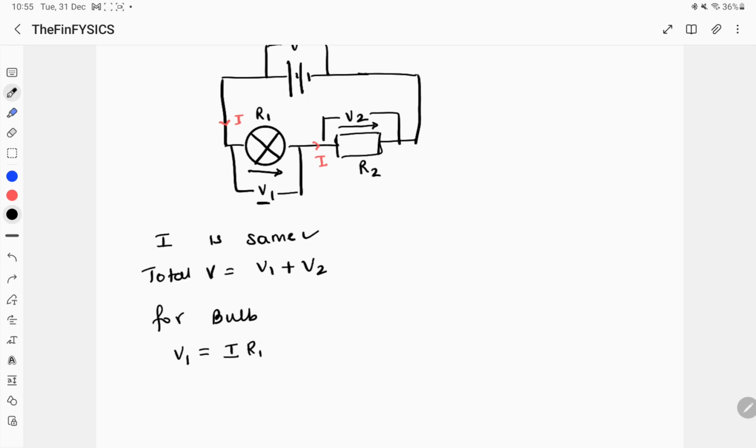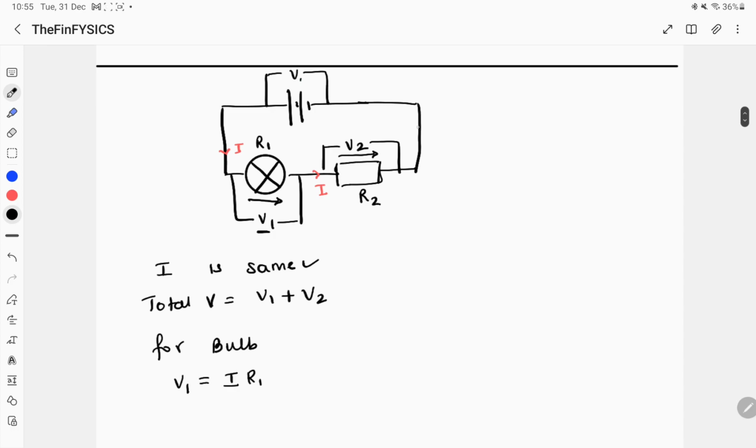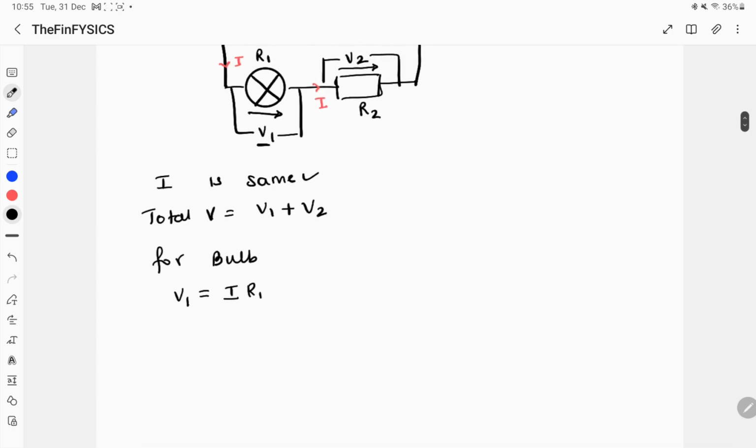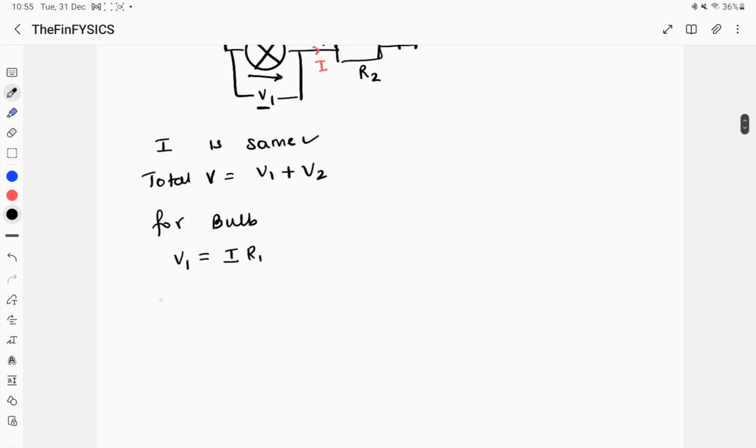If you are looking for Ohm's law to be used across the entire circuit, then your total voltage will be the total current flowing and the total resistance. Okay, this is where kids normally make mistakes, but anyway, chalo. So V1 becomes I times R1. This is for the bulb.